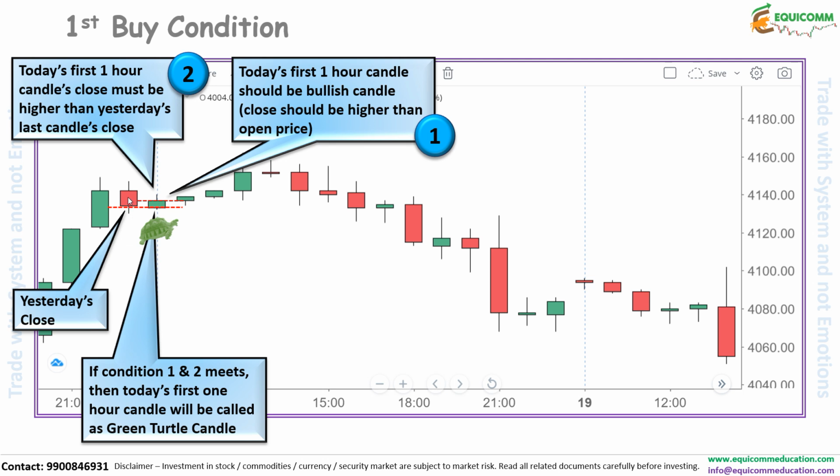This is a red bearish candle, right? If today's first candle is bearish, do not take entry. Though today's close price is higher than yesterday's close price, then also you are not supposed to take a buy entry. Today's first candle must be a bullish candle in case of buy, along with condition number 2. Please remember this. People should not make this mistake.